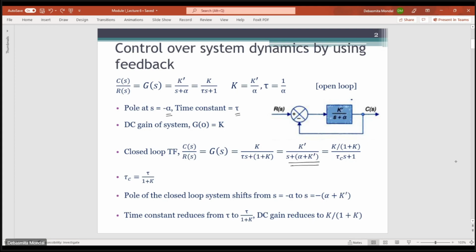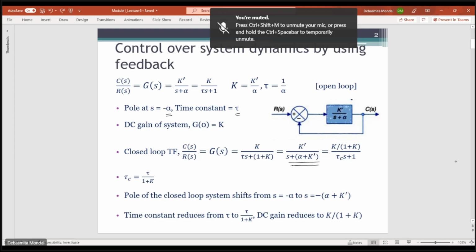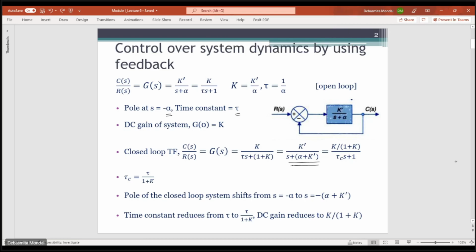From the first expression you can say that the pole of this system is at, for finding the pole, you have to make the denominator polynomial equal to 0 and find the roots of the denominator polynomial. Here the denominator is s plus alpha, so you make s plus alpha equal to 0, so s equals minus alpha. That means the pole of the open loop system lies at s equals minus alpha, and the time constant of the whole system is given by tau. Also, the DC gain of the open loop system is equal to k.